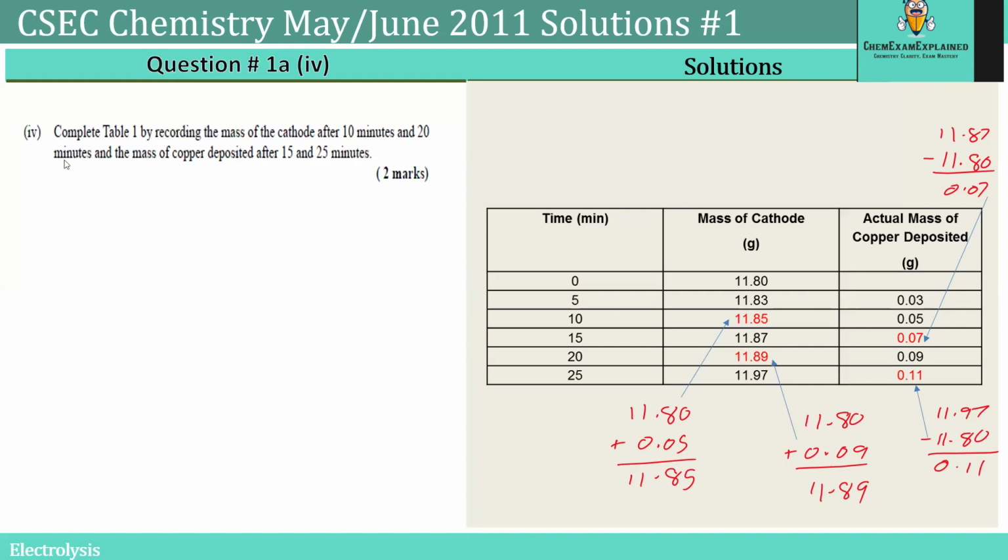Now, in order to find the mass of copper deposited after 15 and 25 minutes, we come to 15 and 25, where we now need to find the actual mass deposited. In order to do that, we simply subtract 11.80 from the mass of 11.87, and so we get 0.07 grams deposited at the cathode. And we do the same thing for 25 minutes, where we are subtracting 11.80 from 11.97, and we get the mass of 0.11 grams. And that completes our table.